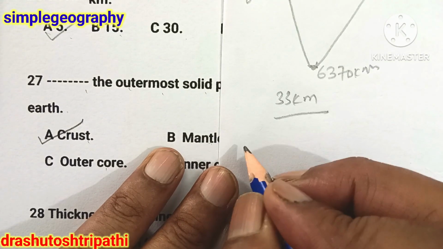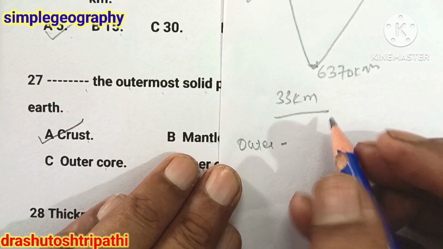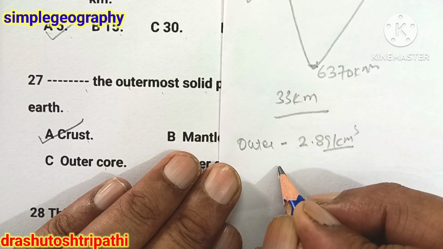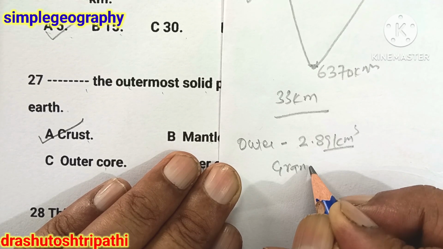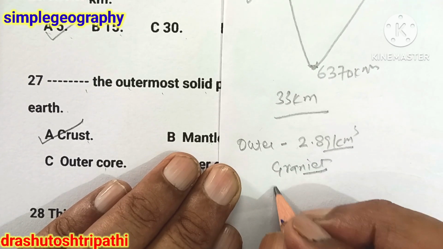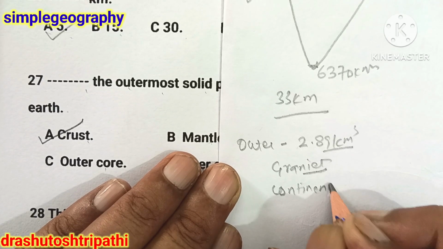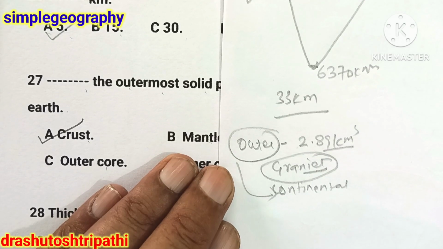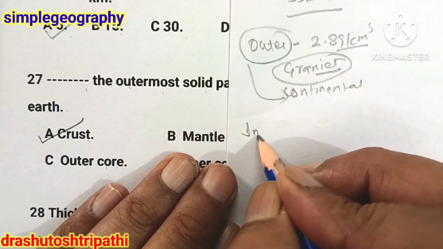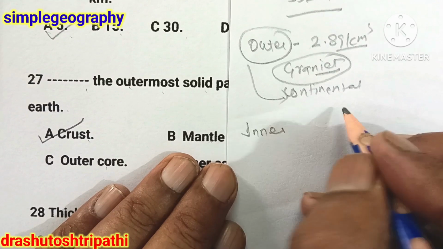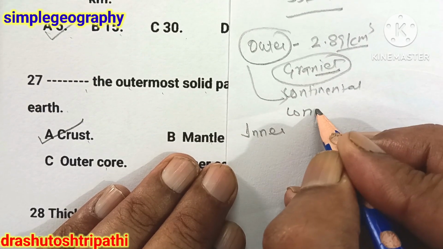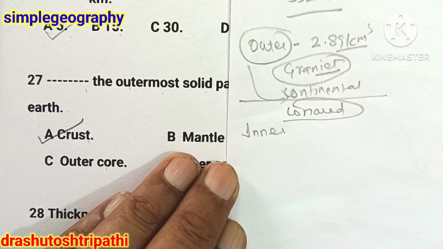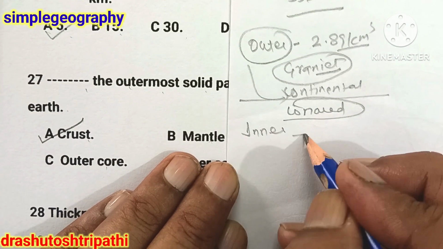What are the characteristics of the outer part? The outer part's average density is 2.8 grams per cubic centimeter, and the rock generally found here is granite, and the continental crust is made up of this granite. So the outer crust is related to the continental crust, and which one is the inner crust? Both layers are divided by the Conrad discontinuity. The inner crust is known as the oceanic crust.